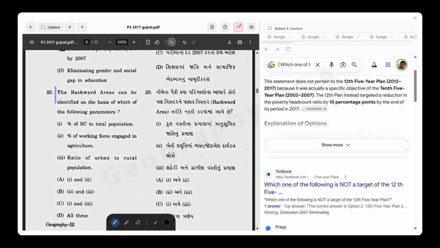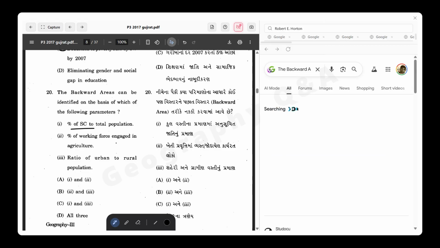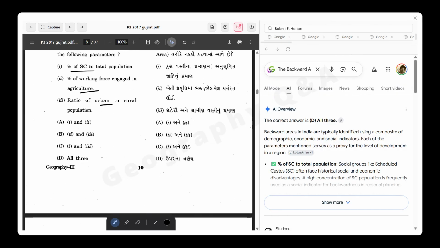Now the next question is, backward areas can be identified on the basis of which of the following: percent of ST in the total population, working population engaged in agriculture, ratio of urban and rural population. So all of the above should be the correct answer.